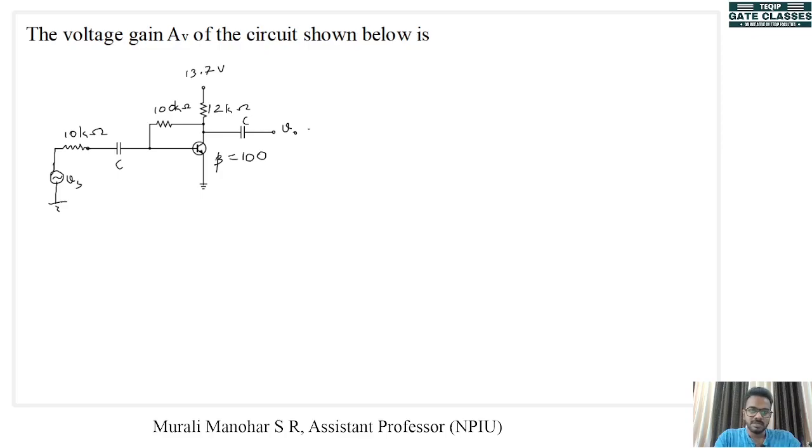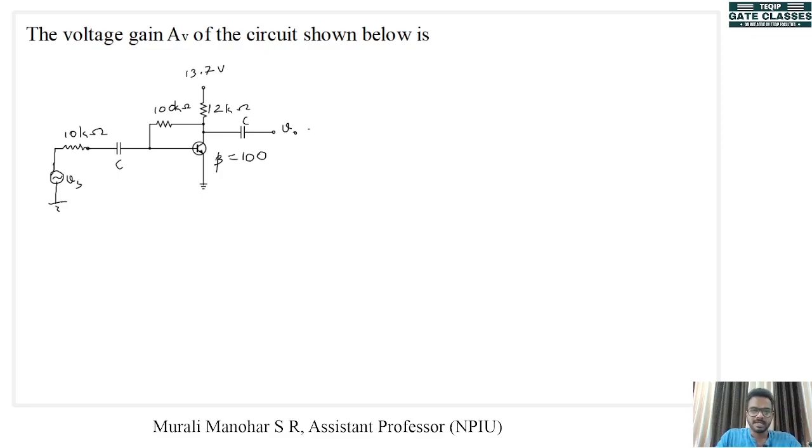So there is a circuit. You can see the biasing here, that is collector to base bias. For this we have to find the value of AV. For this question we are going to use the r pi model. Before getting into r pi, the only thing we know about this transistor is beta is equal to 100. So we have to derive r pi first.